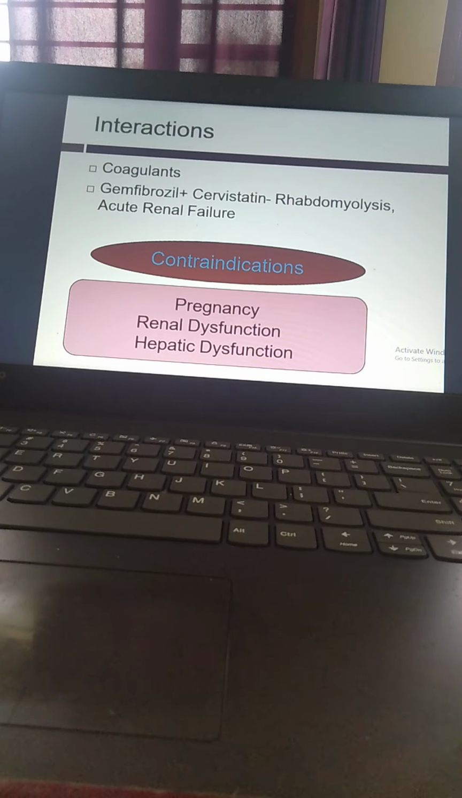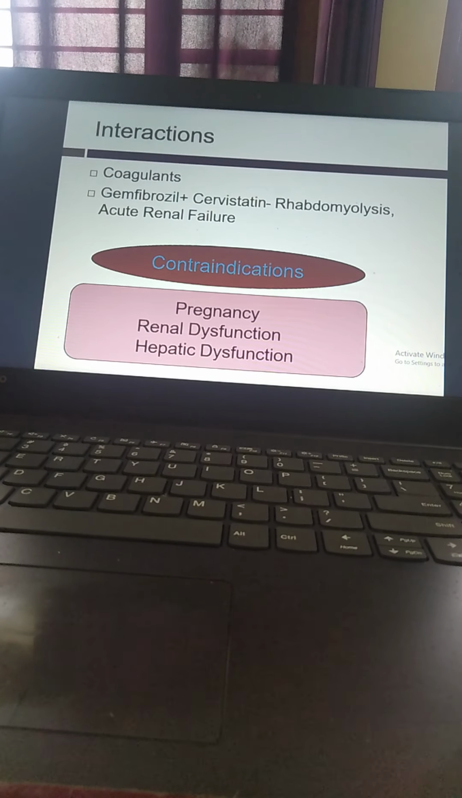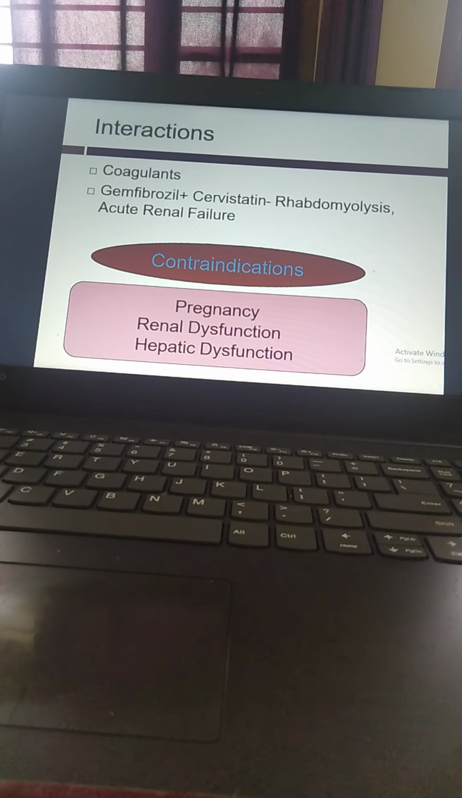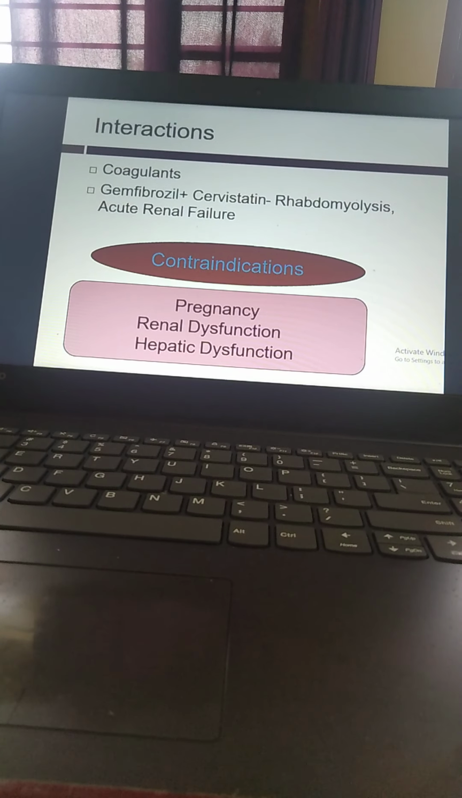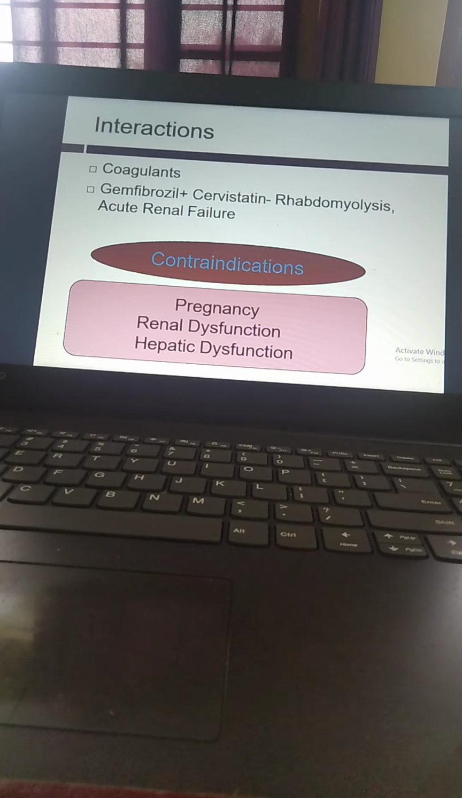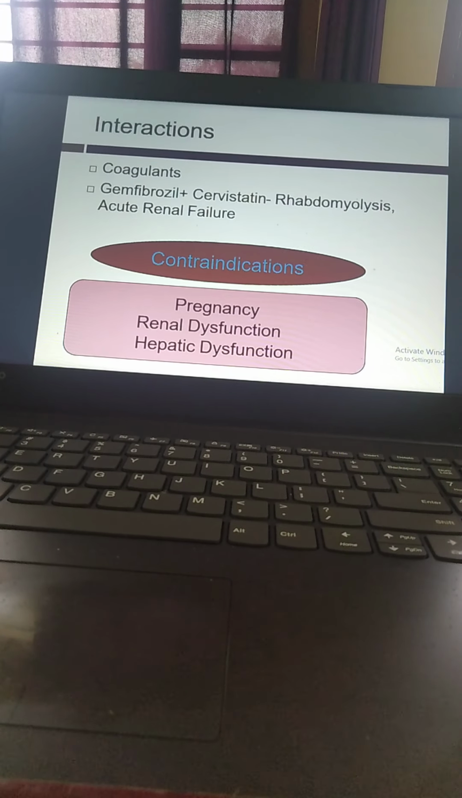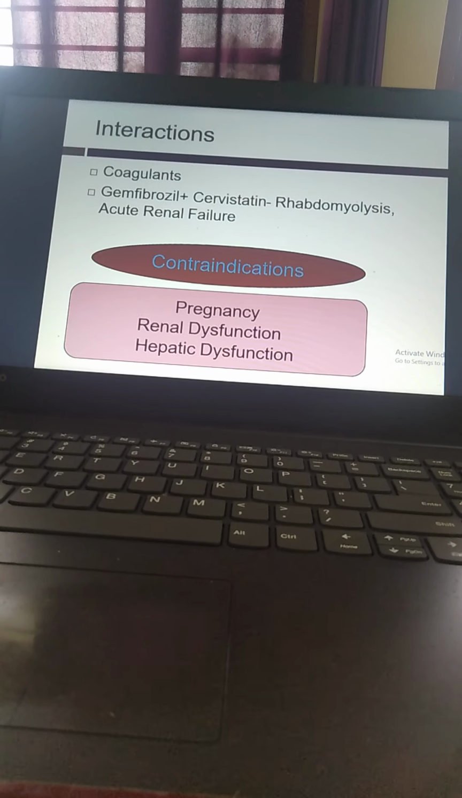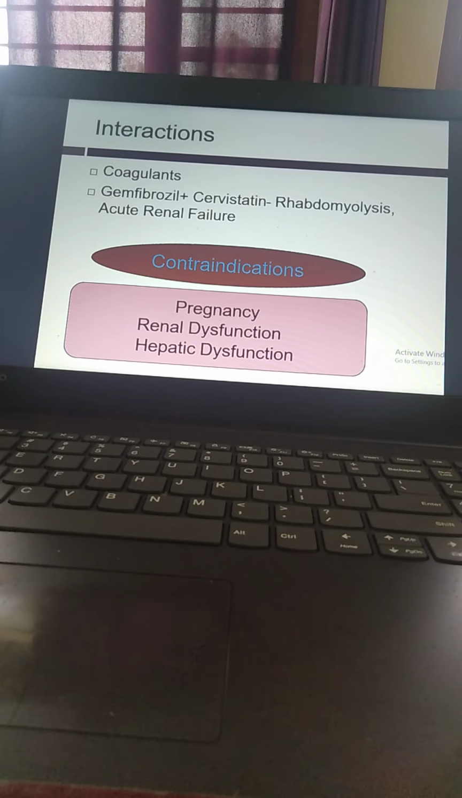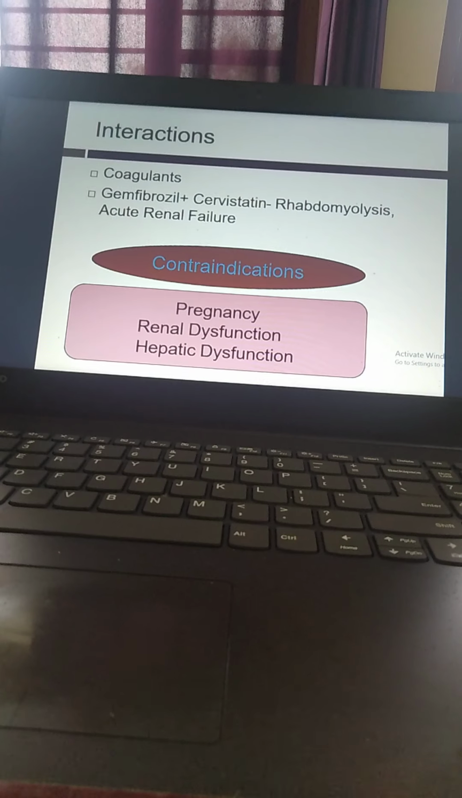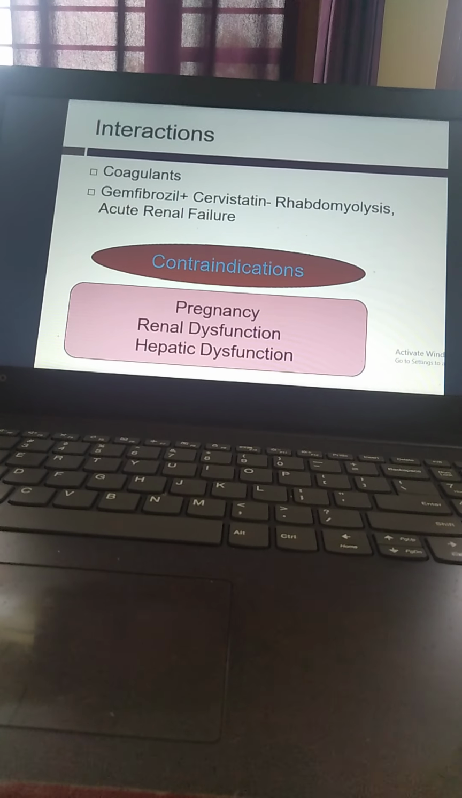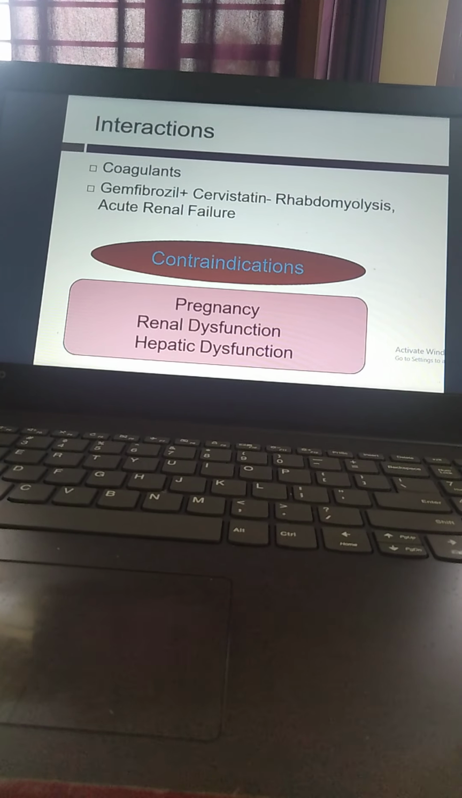Now, interactions: they interact with coagulants, and gemfibrozil plus simvastatin causes rhabdomyolysis. Rhabdomyolysis is the main adverse effect of the HMG-CoA inhibitors. So it precipitates acute renal failure when we give these drugs. Contraindications are pregnancy, renal dysfunction, and hepatic dysfunction.